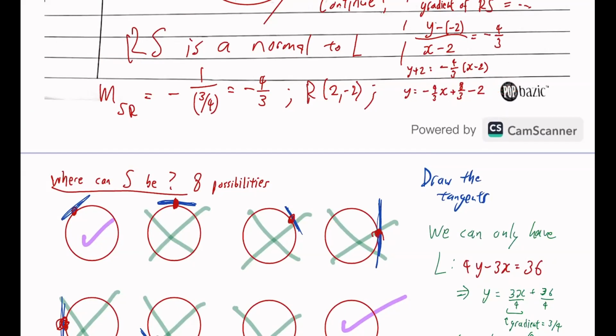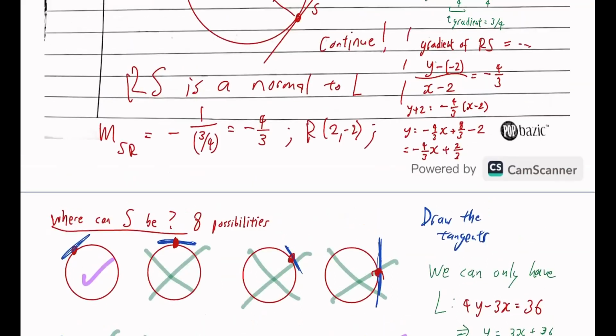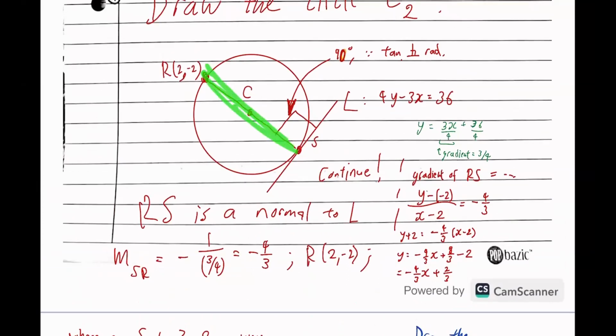Okay, let's simplify this a bit. -4 thirds x, 8/3 minus 2. Use a calculator and I get positive 2/3. So now let's double check with the equation. Does this make sense? Does this look like a -4/3x plus 2/3? Yes, looks like it. Negative gradient, positive y-intercept.